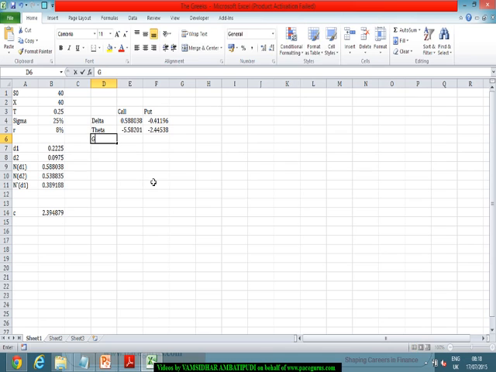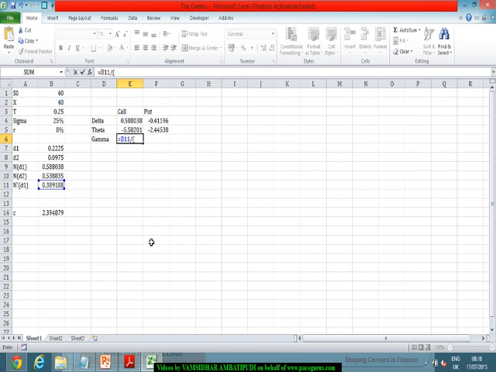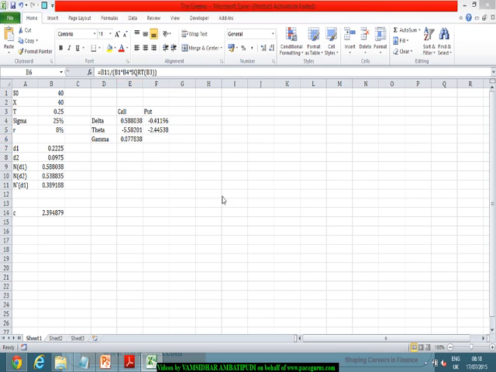So if I'm looking at gamma here, it is n dash d1 divided by S naught sigma square root of T. So gamma here is 0.07.